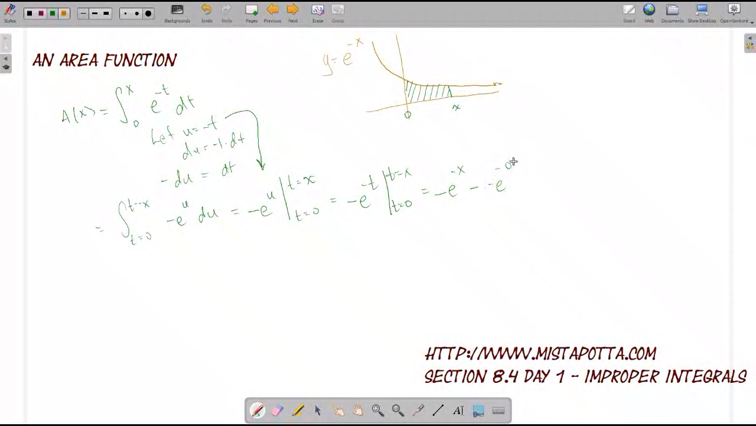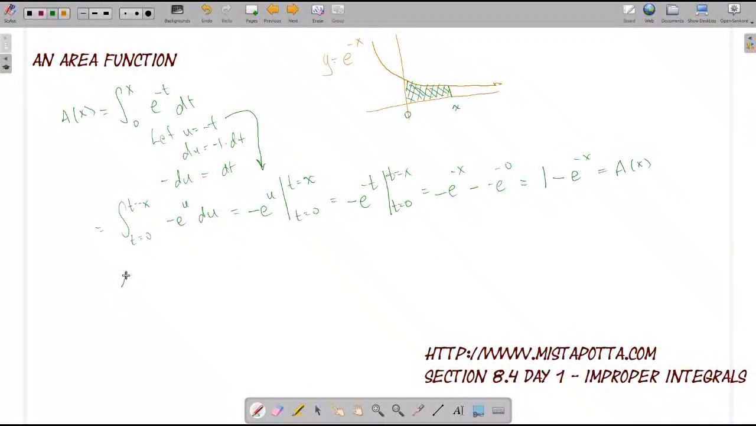Now, negative 0 doesn't make sense, and e to the 0 power is 1. So this really ends up being 1 minus e to the negative x. And so this is my area function. I can say that the area under this exponential curve up to the point x can be given by this formula, 1 minus e to the negative x.